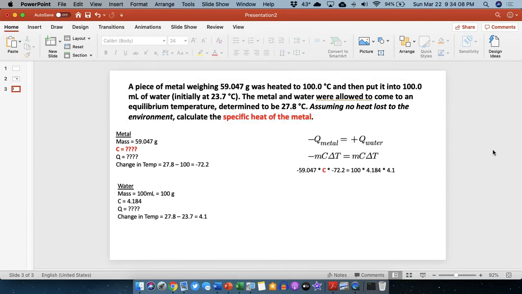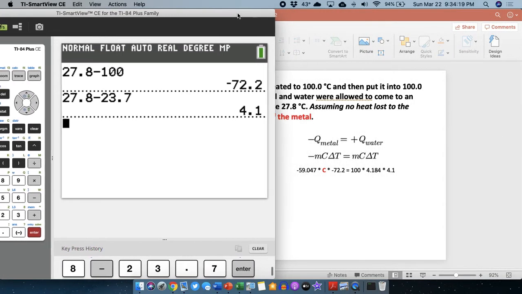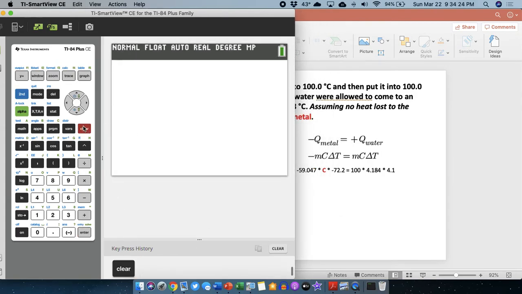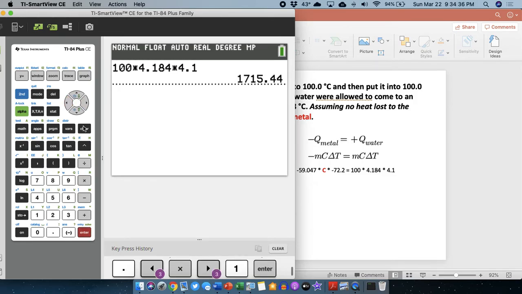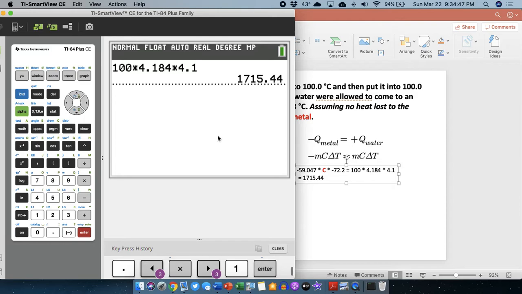Do you see it? Now, once we're at this point, we can do the math. First step, I'm going to clean up this right side of this equation. So let me scooch my calculator over here so I can see my numbers. And I'm going to have 100 multiplied by 4.184 multiplied by 4.1. That should be a multiply. 1715.44. Cool. All right. Now, let's look at the other side of the equation.